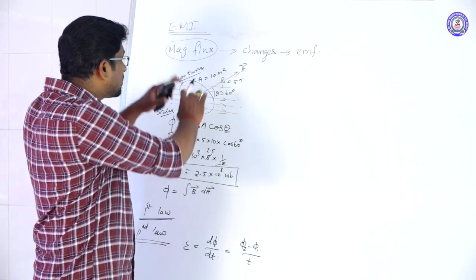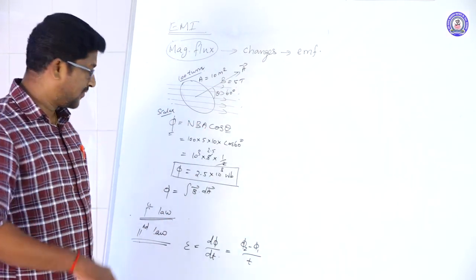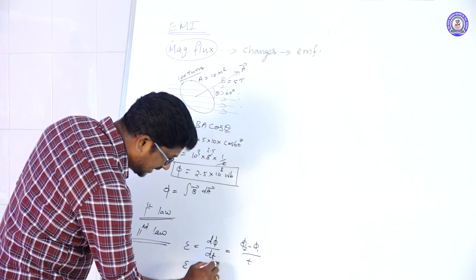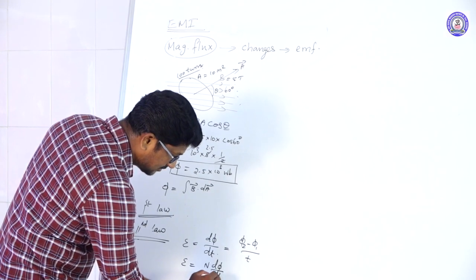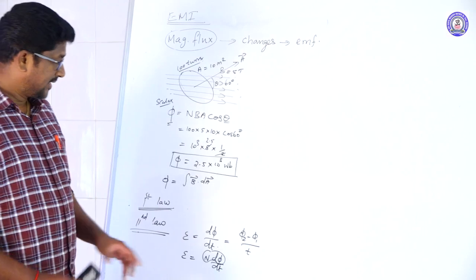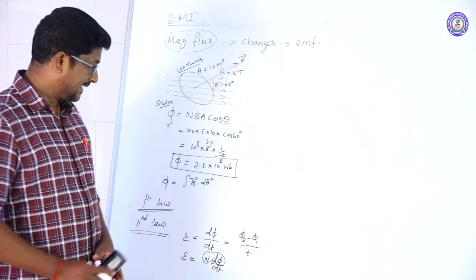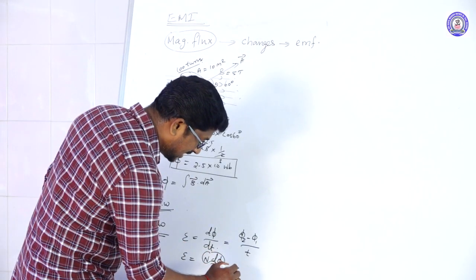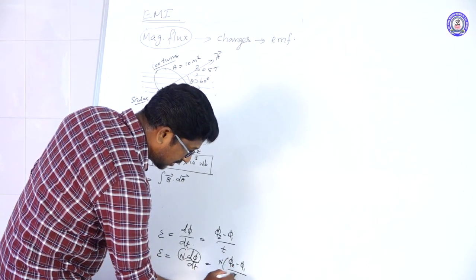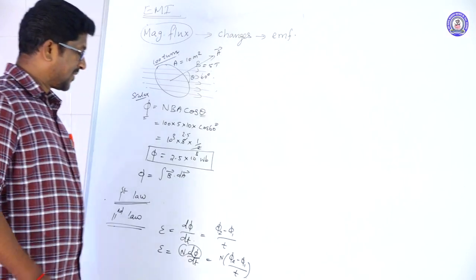Suppose the closed coil contains N number of turns, then induced EMF is given by E is equal to N into dΦ divided by dt. Here N into dΦ is called flux linkage. N into dΦ divided by dt, or N of Φ2 minus Φ1 divided by t.